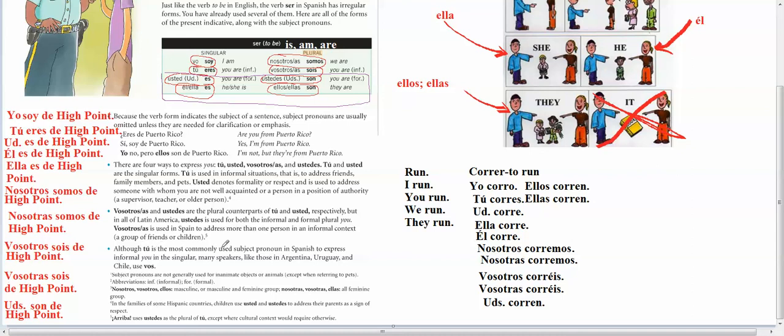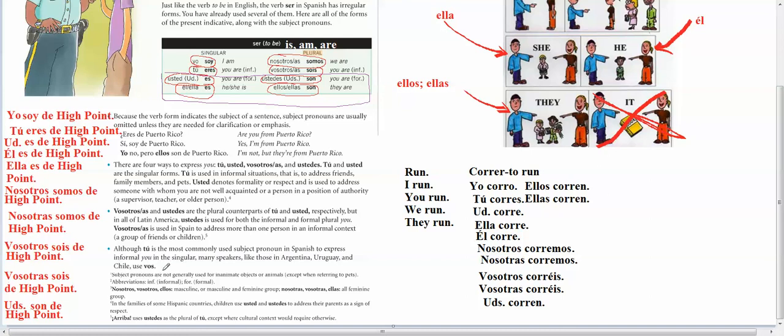Although tú is the most commonly used subject pronoun in Spanish to express the informal you in the singular, many speakers, like those in Argentina, Uruguay, Chile, and Central America, use something different. They don't put that in here, but if you go to Honduras or Costa Rica, they use vos, and vos is different than vosotros. It's kind of in place of tú, and it's a little bit more informal. I don't think your book goes over it. Most books don't, but if you go to those countries, you're going to hear people using vos. It's just a little bit different.